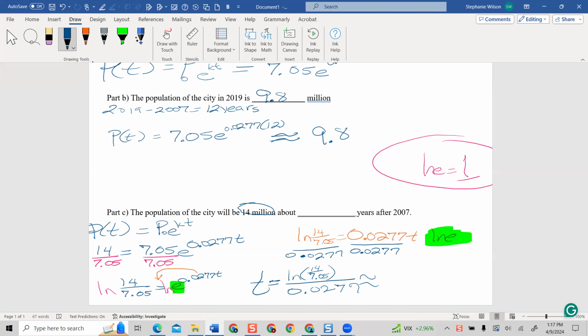And my outcome came to 24.8. So it's going to be approximately 25 years after 2007 before it gets up to 14 million. Now that's approximate because, you know, we're basing this on statistics and on the fact that the growth rate is not going to change, right?